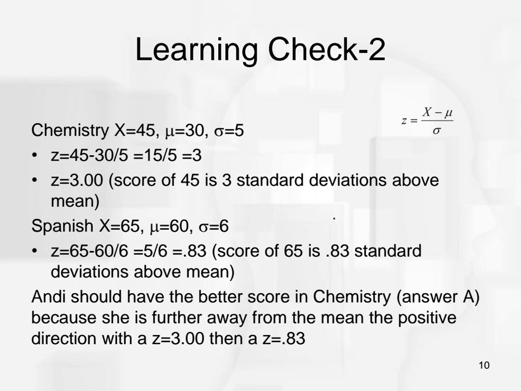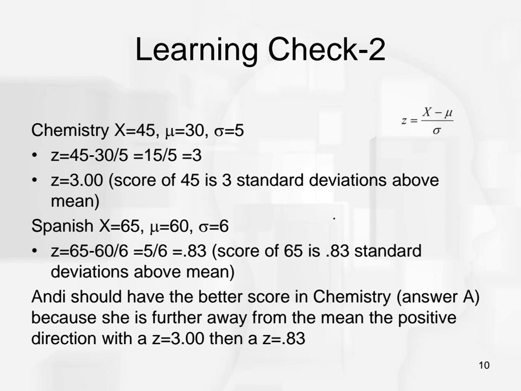Now, because of this, we know that she didn't do quite as well in terms of her distance from the mean in Spanish as she did in chemistry. So we should suspect that she should have a better score in chemistry, which is answer A, because she is further away from the mean in the positive direction with a z-score of 3 than a z-score of 0.83. Remember that we talked about this, that when you're in the positive direction with your z-score, you always want to be as far away as possible from the mean. So a 3 would be much better than a 0.83.